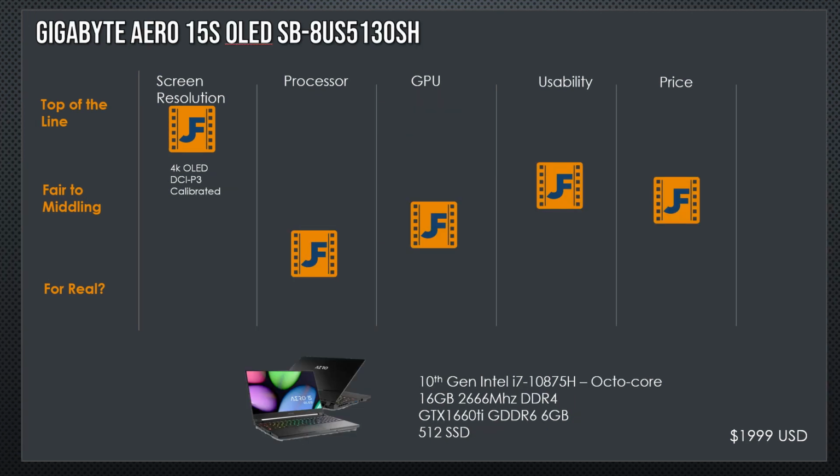Let's check it out. Now, I told you this was going to be the Gigabyte show. They have a fantastic lineup of 4K OLED DCI P3 compatible displays. So what's wrong with it? Well, not much. It's an 8-core 10th gen Intel processor, 16 gigabytes of RAM, a GTX 1660 Ti, which is not much to sneeze at with 6 gigabytes of GDDR6 VRAM, and a 512GB SSD, $2,000. This was a fantastic deal until Dell showed up and ruined it.